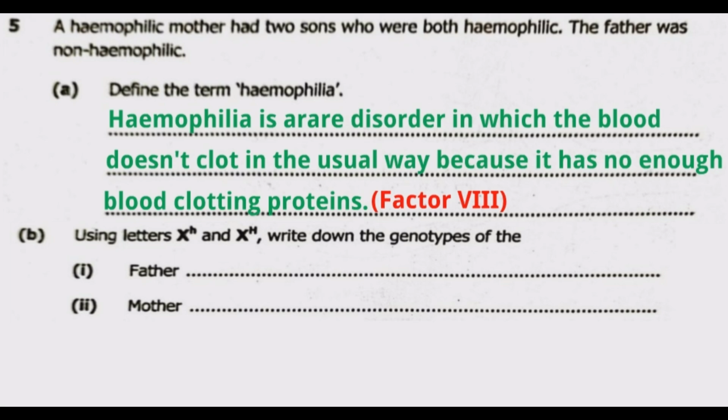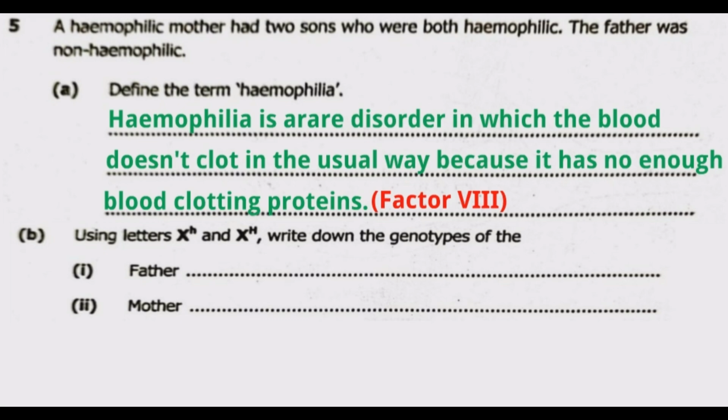So that's how basic we can define hemophilia. Hemophilia is a rare disorder in which the blood doesn't clot in the usual way because it has not enough blood clotting proteins, also known as factor 8.